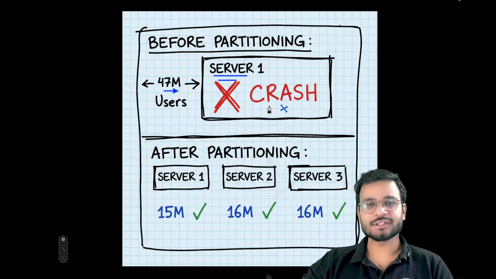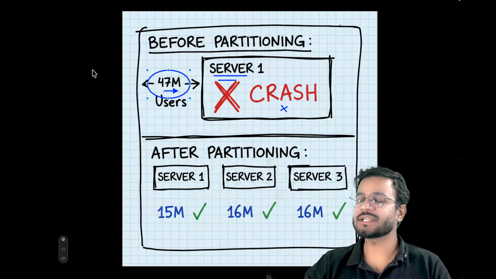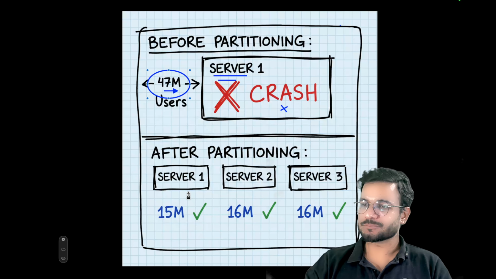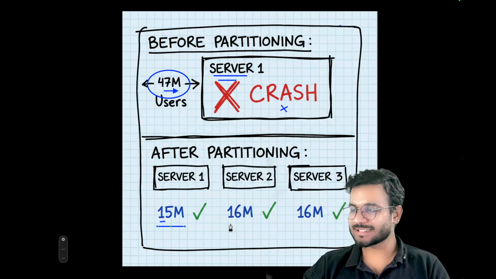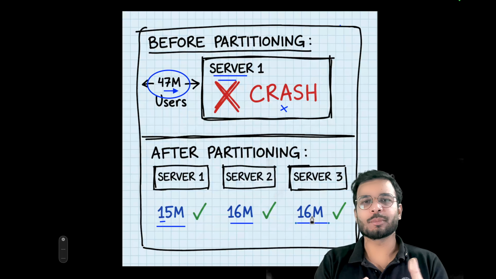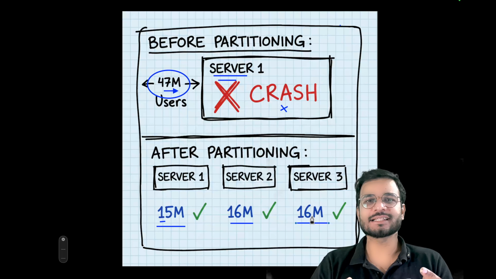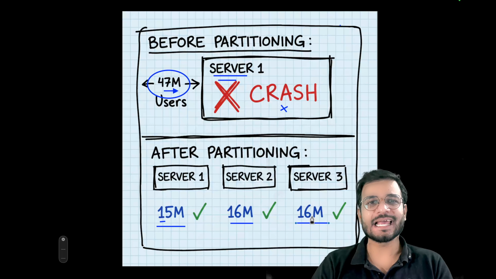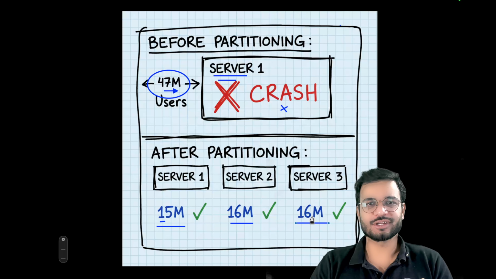Instead of one server, we now keep three servers, so the load of 47 million users is equally distributed. Server 1 will have 15 million, server 2 will have 16 million, server 3 will have 16 million. That way, the load is equally distributed among three different servers. That is how the load is balanced and the optimizations of read and write happen. This is what happens in data partitioning.